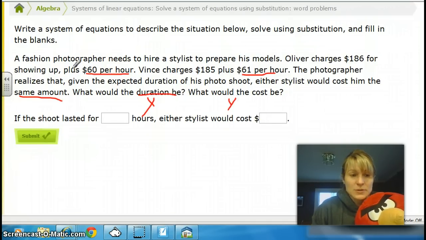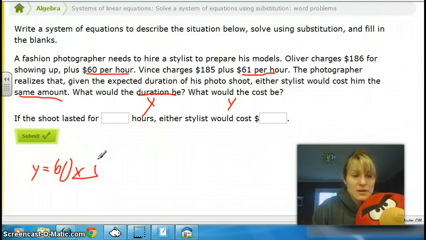So the first thing we're going to do is create an equation. So we have y equals $186 and $60 per hour. So that's going to be my slope, $60 per hour. And then I have a one-time fee of $186, right? So my equation should be 60x plus 186.